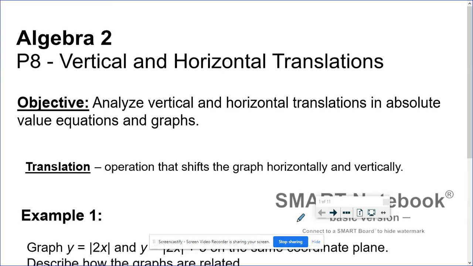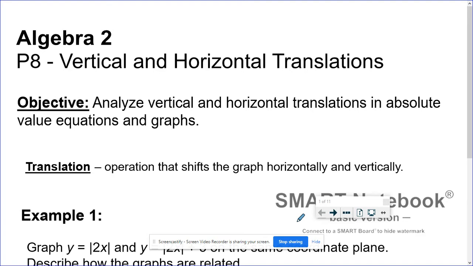Welcome to lesson P8. We're going to be talking about vertical and horizontal translations, specifically with absolute value functions. So officially our objective is to analyze vertical and horizontal translations in absolute value equations and graphs.